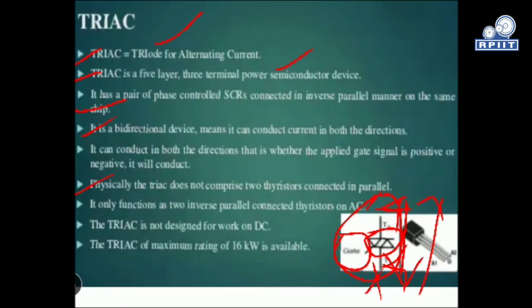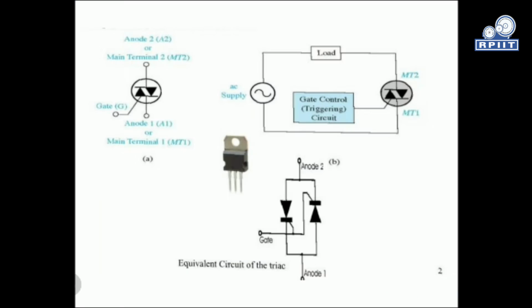Physically the triac does not comprise two thyristors connected in parallel, but control is provided by the gate signal only. It only functions as two inverse-parallel connected thyristors on AC, and a triac is not designed to work on DC, so it can't work on DC. A triac with a maximum rating of 16 kilowatts is available nowadays. So these are the basic construction parts of the thyristor, the triac family.